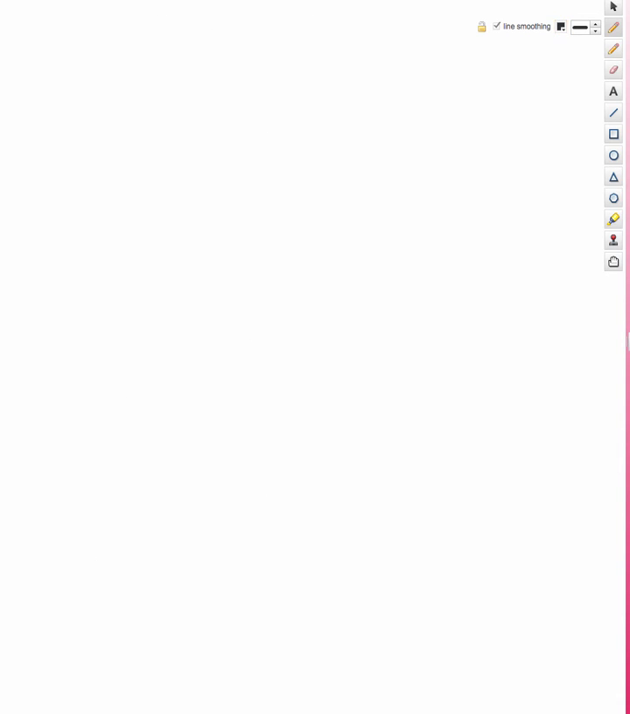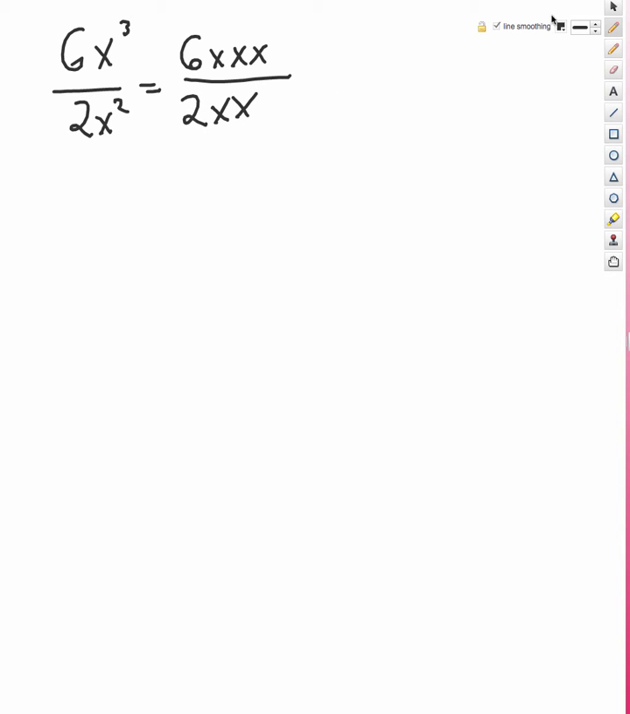Division works slightly differently. Let's take a look at what's going on there. 6x cubed divided by 2x squared. What does this mean? It means 6 times 3 x's over 2 times 2 x's. Now recall, with fractions, we can cancel out the same thing on the top or the bottom. We also can divide our values out in front, or our constant terms. 6 divided by 2 is 3. And notice when I cancel, I have only 1 x left.